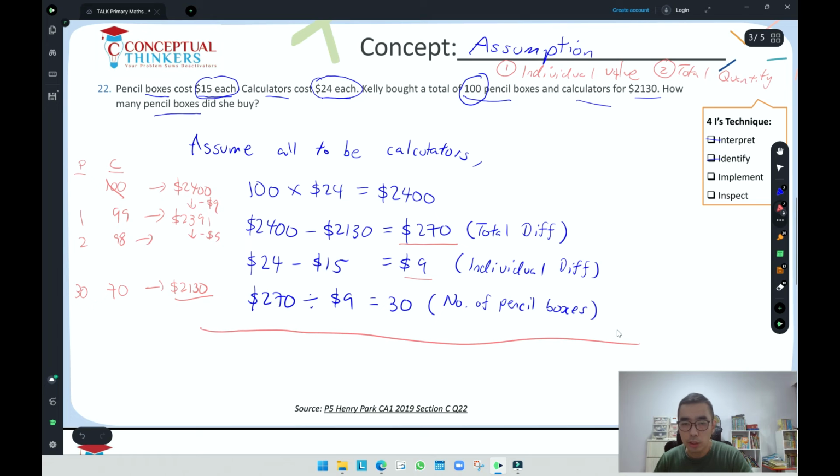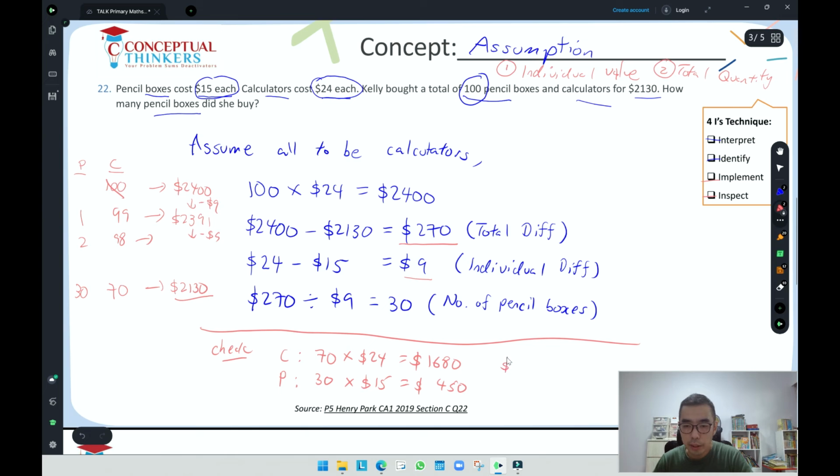So the next thing I'm going to do is check, which is our next step, our inspection. Okay, we do check. So if you look at calculator, we know that we will have 70 because I take 100 minus away 30. If I take 70 multiplied by $24 each, then I will get $1,680. If I look at the pencil box, in this case I get the answer as 30. So I take 30 multiplied by $15 each. So I will get $450.